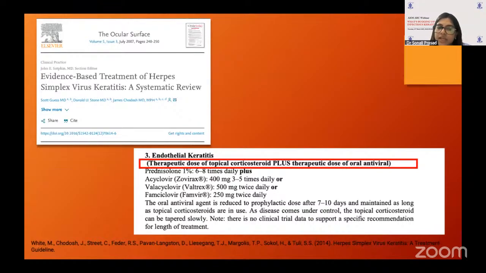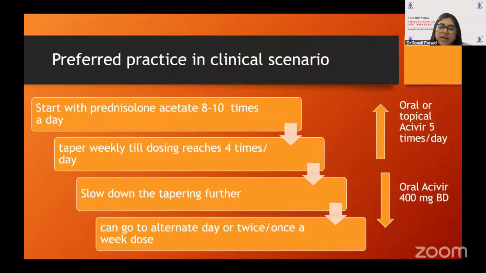And in cases of endothelial keratitis, a therapeutic dose of topical corticosteroid with a therapeutic dose of oral antivirals is recommended. The preferred clinical practice for non-necrotizing stromal keratitis would be using prednisolone 8 to 10 times and then tapering it to 4 times. Up till 4 times, use topical or oral acivir 5 times a day. Then you should put a prophylactic dose, and slow tapering of the corticosteroid should be done.